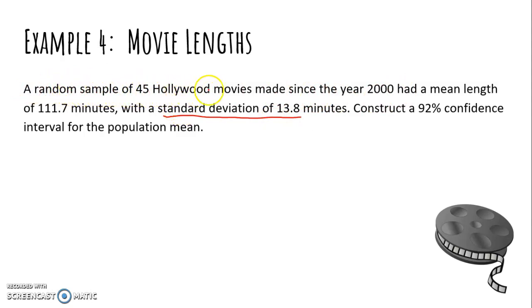A random sample of 45 Hollywood movies made since the year 2000 had a mean length of 111.7 minutes with a standard deviation of 13.8 minutes. So, is this standard deviation for this sample of 45 Hollywood movies? Yes, it is. So that means this is a sample standard deviation, and you're either going to use this formula or you are going to use the calculator and choose t interval, one or the other.